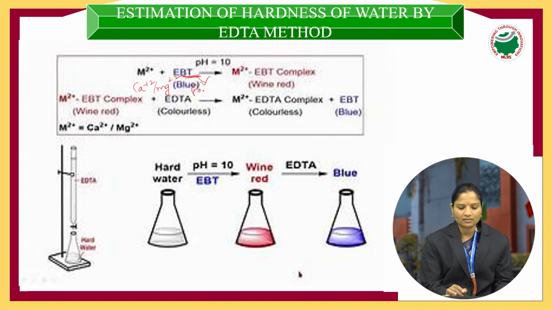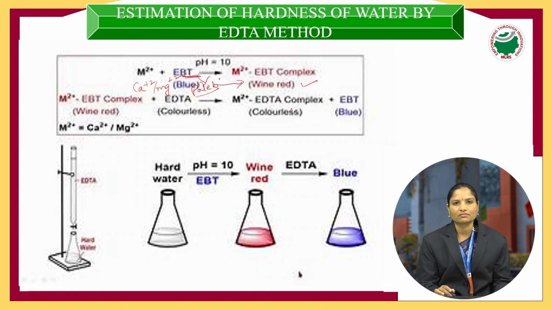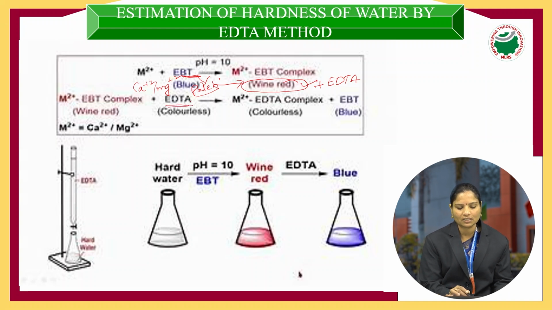Whenever we add the EBT indicator, the color is wine red. The metal ions interact with the EBT indicator to form an unstable metal-indicator complex, and the solution color is wine red. This unstable wine red solution is titrated against the EDTA filled in our burette.